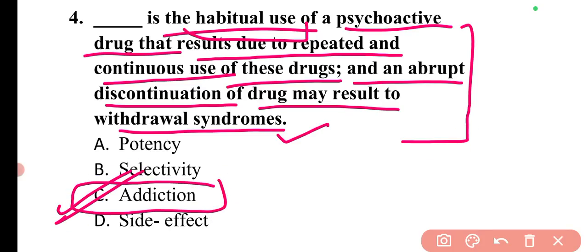So basically when addiction happens, we should not discontinue the drug suddenly, but we should first reduce the dose, and likewise in this safe process we should proceed to discontinue the drug. The abrupt discontinuation should not be there.